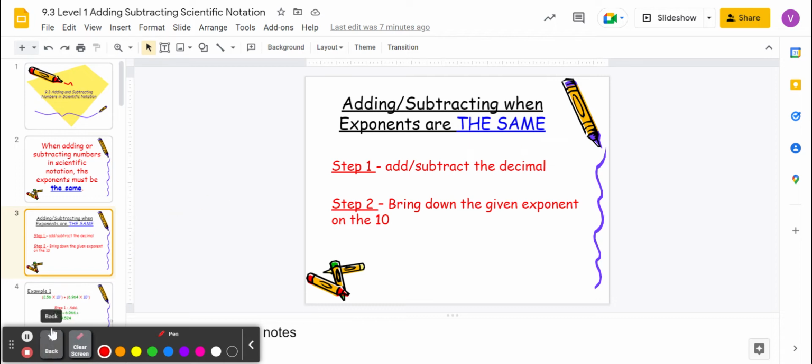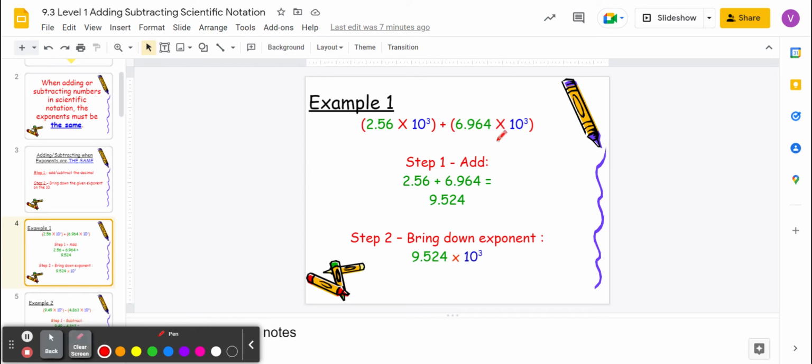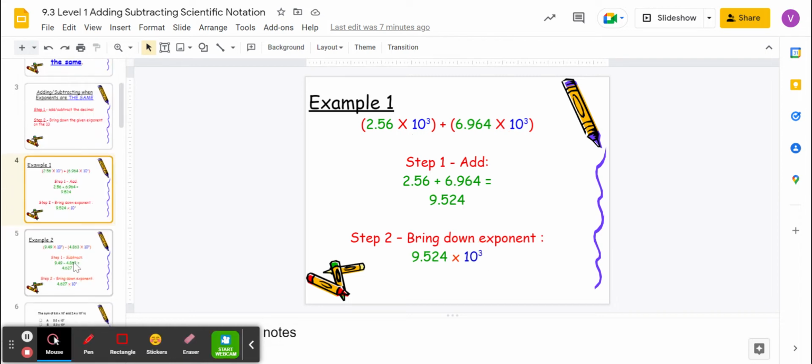So if you look at the first example, the first thing I want to say to myself is, are the exponents the same? I notice that they are, so I can now look at the decimals. This tells me to add, so I'm going to add both 2.56 and 6.94, and I'll get 9.524. Once I have that figured out, I take the exponent, which is 10 to the third and 10 to the third, and just drop it down to my final answer. So I'll get 9.524 times 10 to the third power.